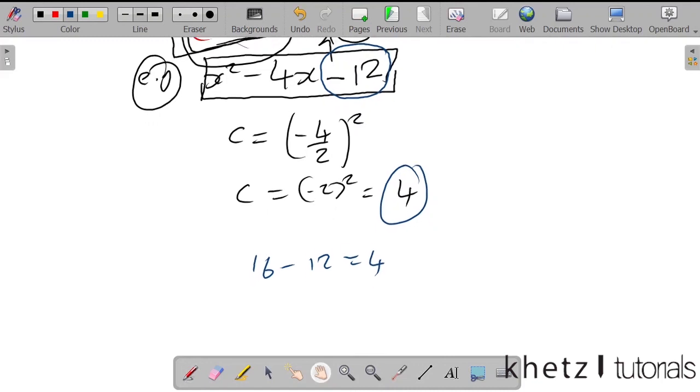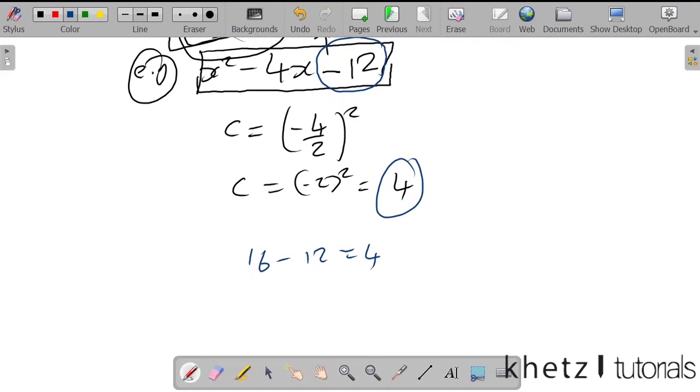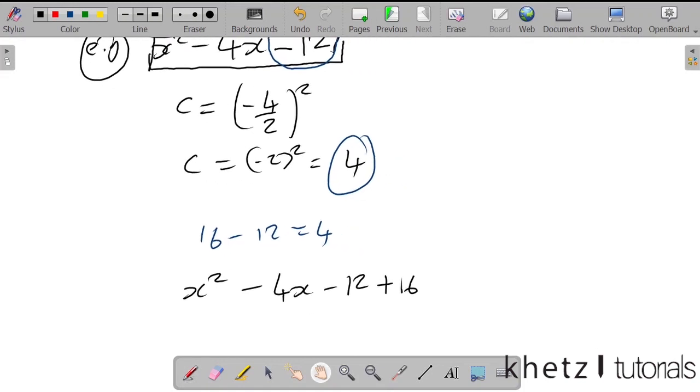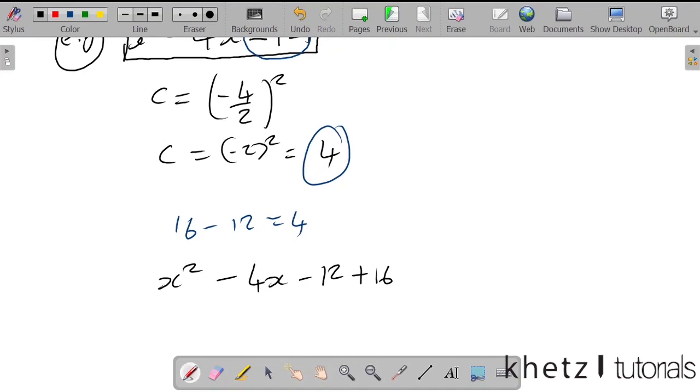So now that we're going to add a 16 to that, we also have to subtract 16 from that. So we're going to have x squared subtract 4x subtract 12. We're going to add 16 to that. But now that we added 16, we actually changed the equation. So to cancel the effect of this 16, we're actually going to subtract 16 as well.